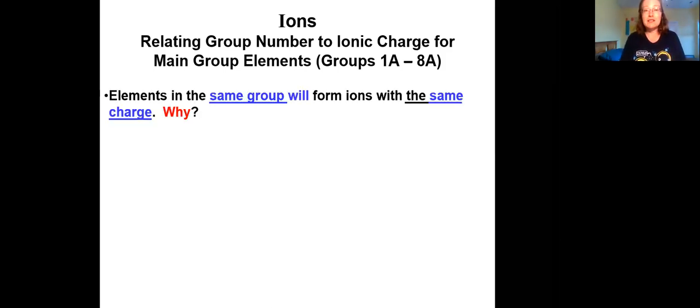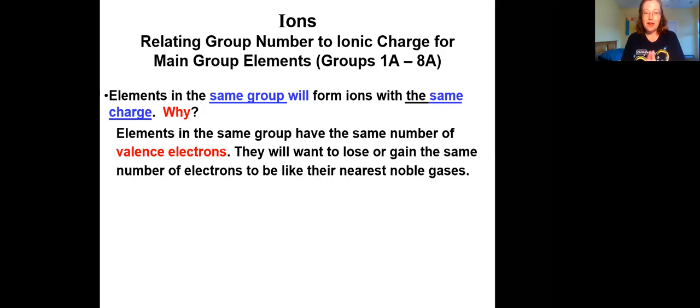Well, elements in the same group, so the same column, will form ions with the same charge. And why would that be? Elements in the same group have the same number of valence electrons. They will want to lose or gain the same number of electrons to be like their nearest noble gases. So everybody in group 1A will want to lose 1 electron, just like sodium did, to be like his nearest noble gas.